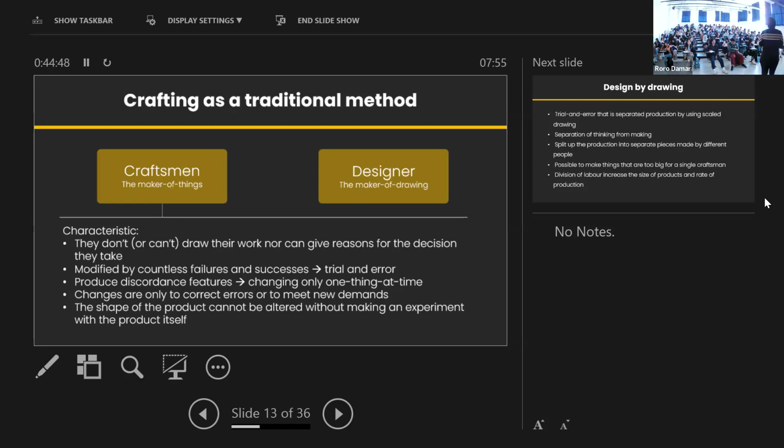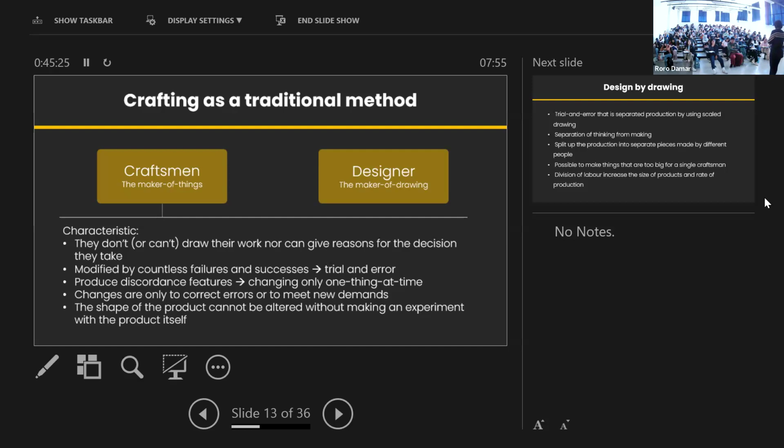Okay, so the second one: modified by countless failures and successes. So the trial and error process, yeah. Produce discordant features, changing only one thing at a time. Do you understand what it means? So the craftsman wants to, for instance, tadi yang makanan, add salt, they add one, right? And then itu changing one thing at a time.